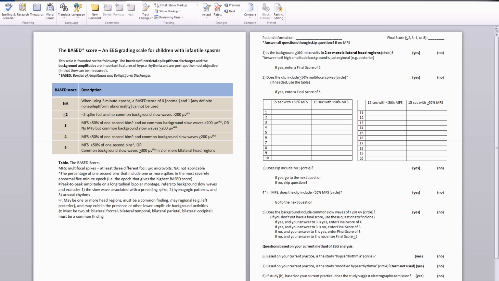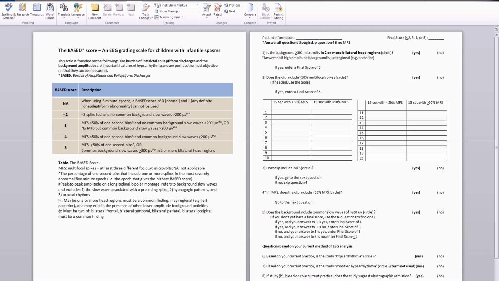Third, when assessing background amplitude, there are several important considerations. The amplitude criteria are specific to the longitudinal bipolar montage. Other montages may be used if desired, such as to assess a specific finding, but when measuring the voltage of a background slow wave, this must be done on a longitudinal bipolar montage. In addition, amplitude is measured peak to peak, which is the same thing as saying peak to trough, and refers to background slow waves only.